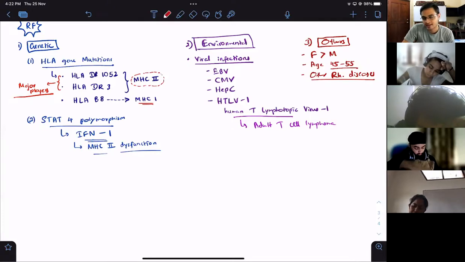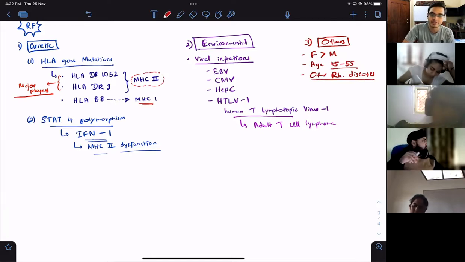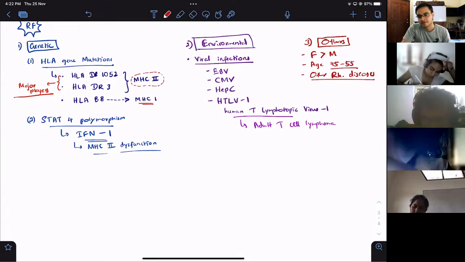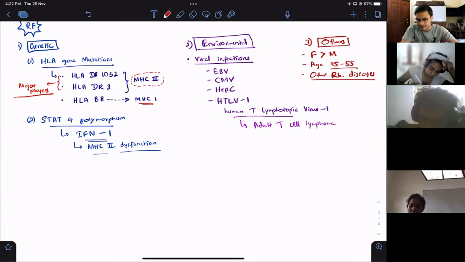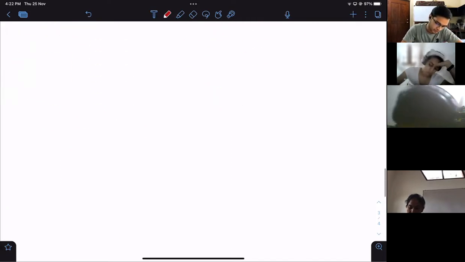So what are they saying, right? With just the environment, with just the viral infection, you won't get Sjogren's. With just the HLA mutations and STAT4 polymorphism, you won't get Sjogren's without the viral infection. These two go hand in hand to give rise to Sjogren's. That's what they want you to understand. So we will see how these two interplay with each other.